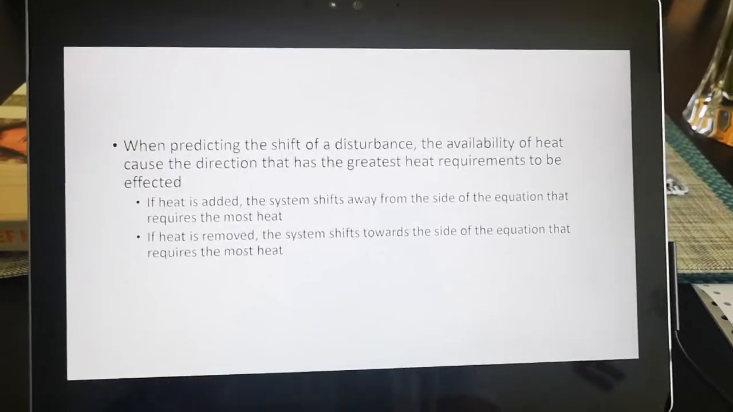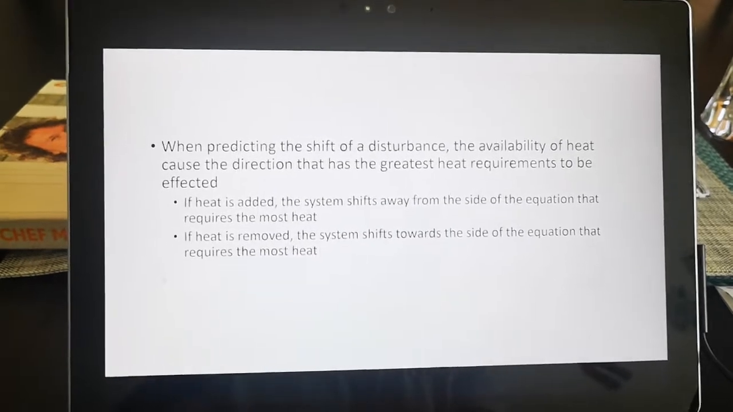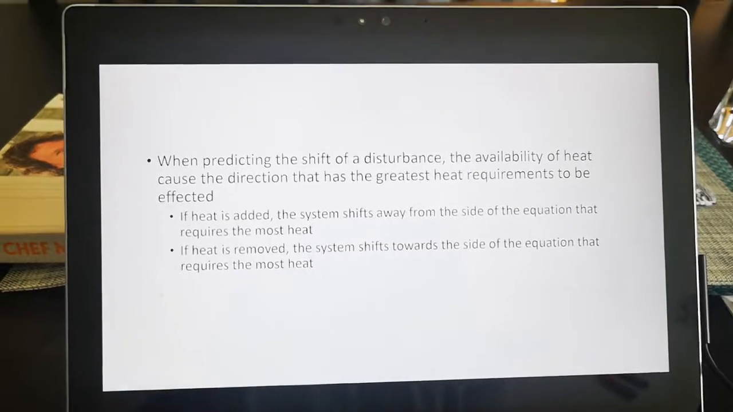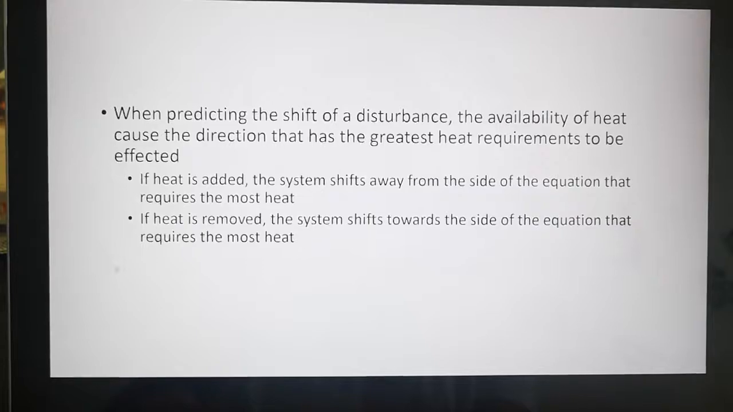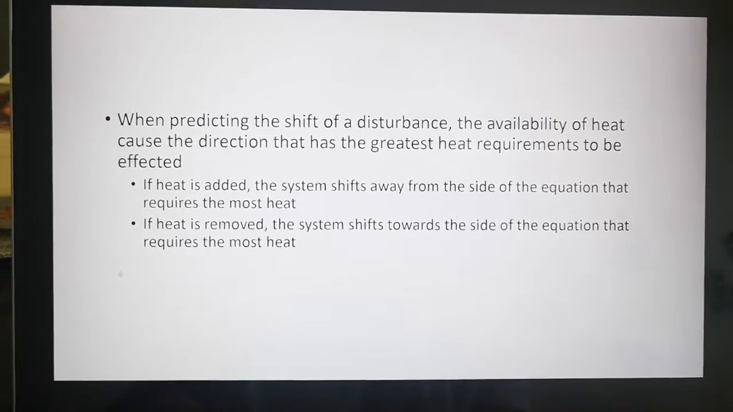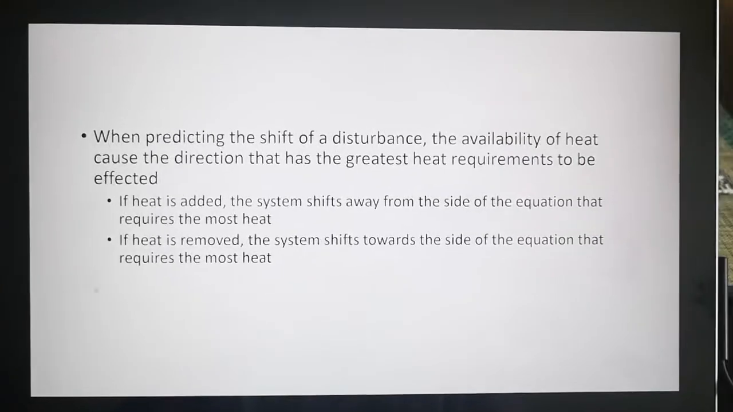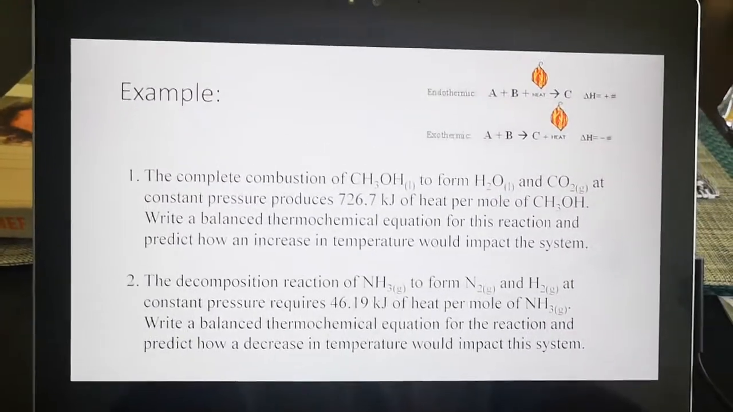So when we predict a shift, really if heat is added, the system shifts away from whichever side requires the most heat. If heat is removed, it shifts towards the side that requires the most heat. Very similar to concentration here. So if you add a substrate, it always shifts away from that substrate. If you remove a substrate, it always shifts towards. Heat, we can treat just like any other substrate. I did a couple examples here that maybe we'll walk through.